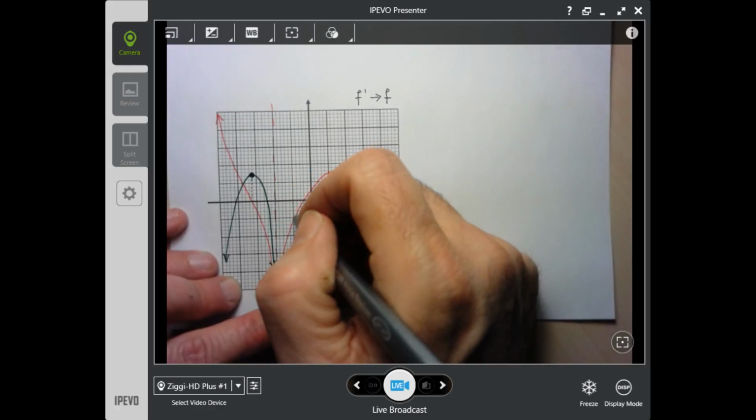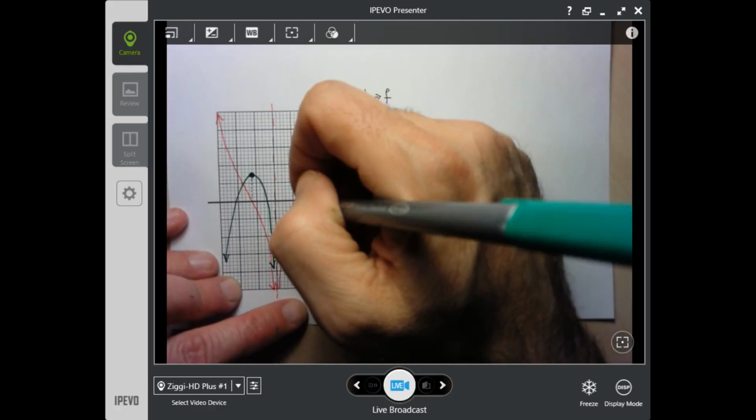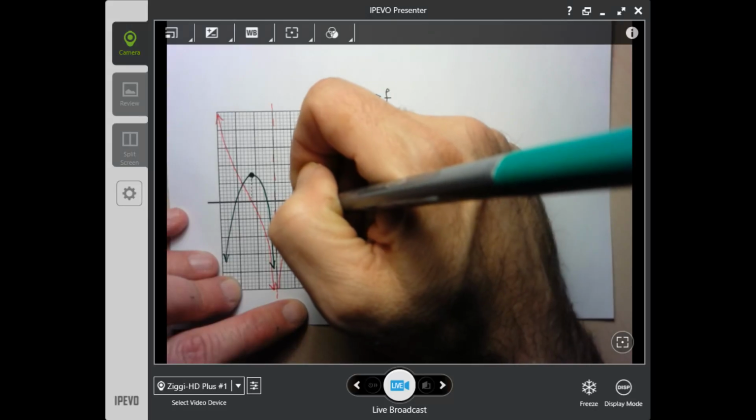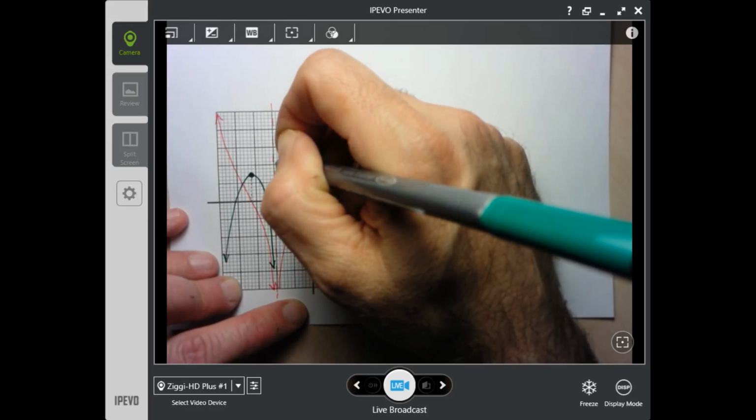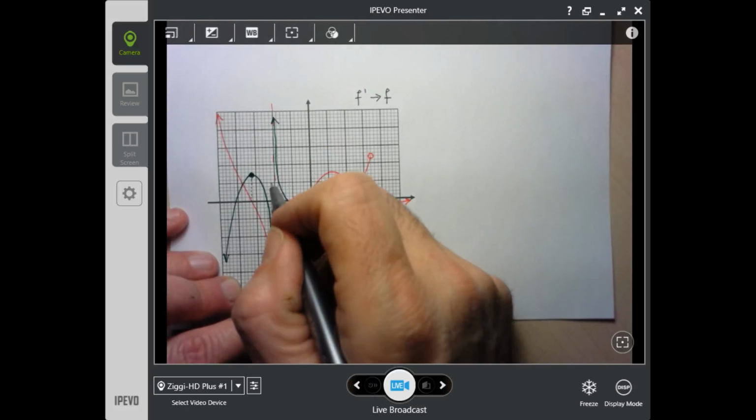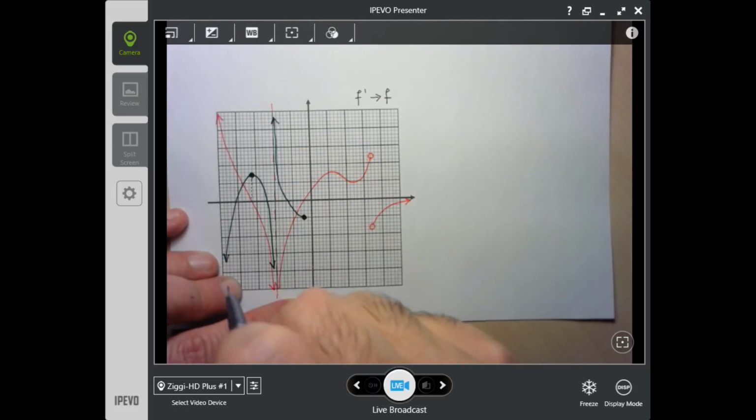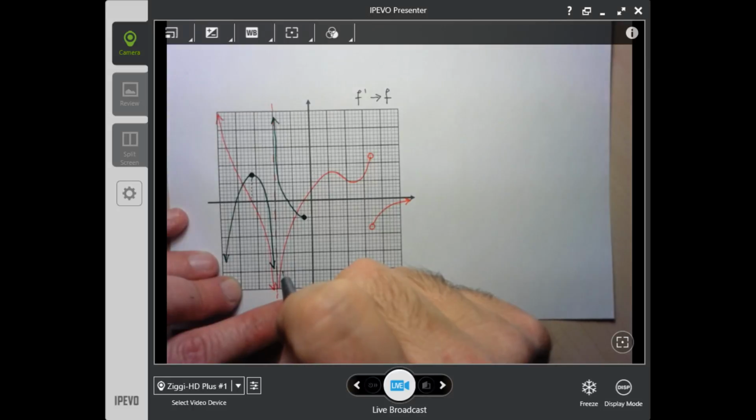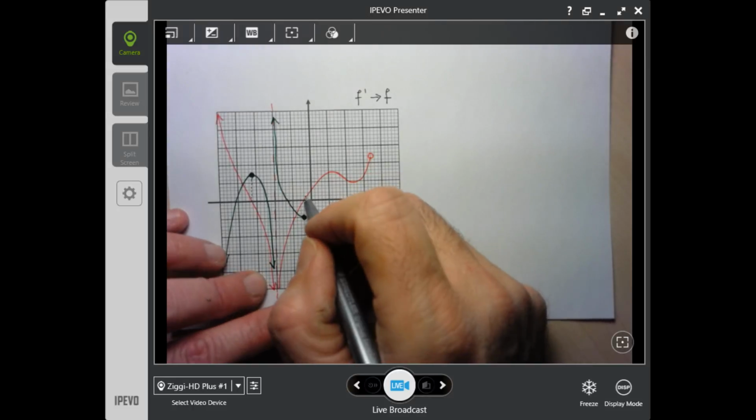What did we say? It's negative and getting more negative as I move to the left. So this is going to be going up and approaching positive infinity, because you see the derivative is getting more and more negative as I move towards the vertical asymptote. Let's see what happens now on the other side.